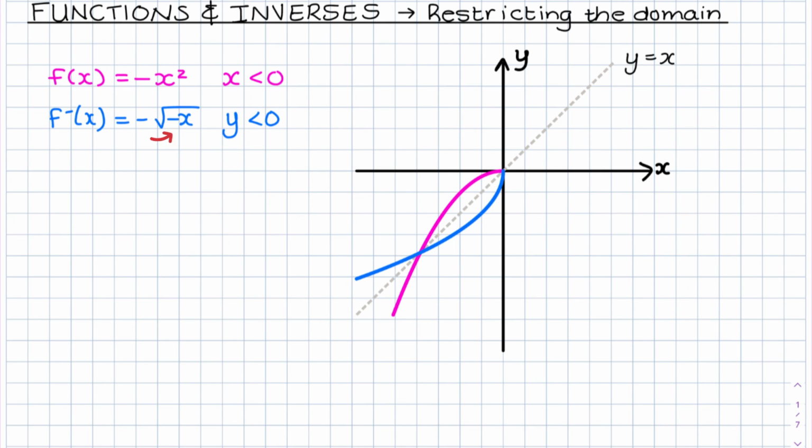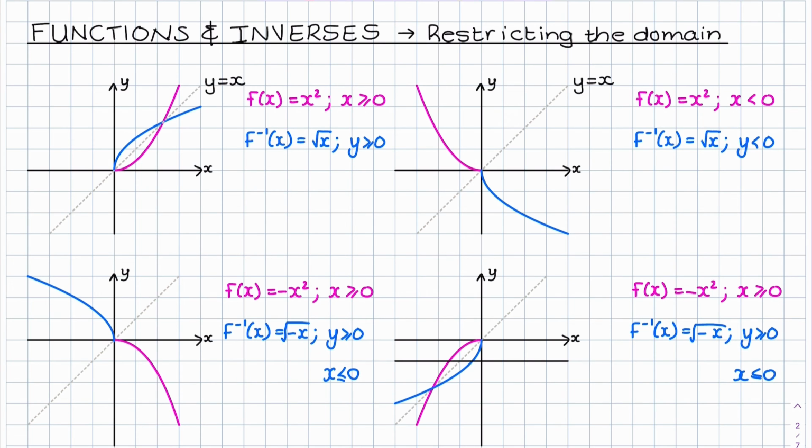Again, we have a negative under the square root sign, and so x must be less than or equal to 0 to get a real number. Here we have a summary of the 4 different scenarios so that when we find the inverse of a parabola, we can restrict the domain so that the inverse is also a function.